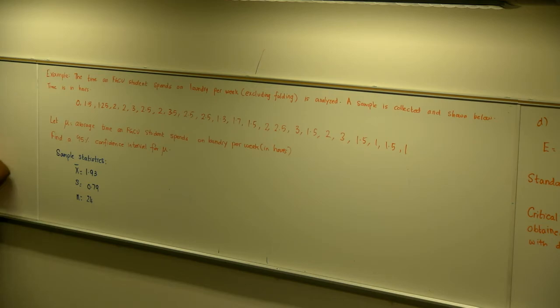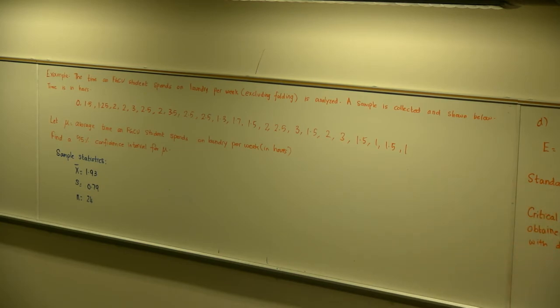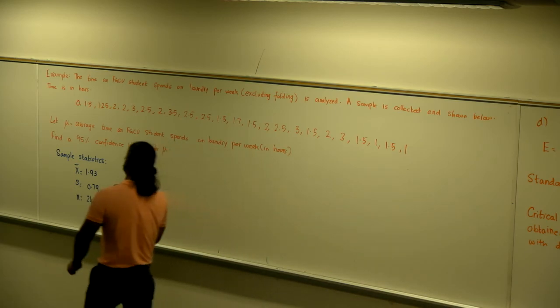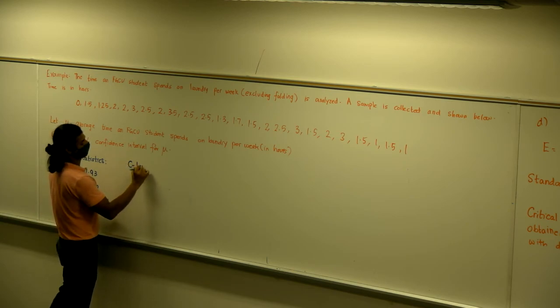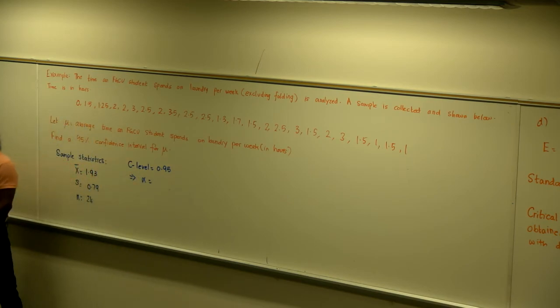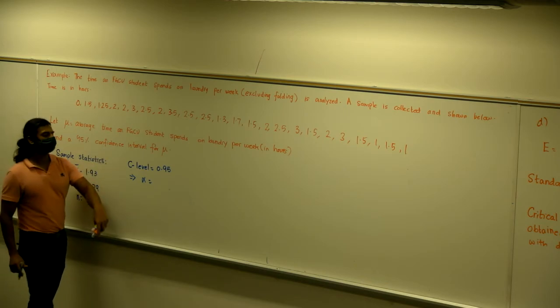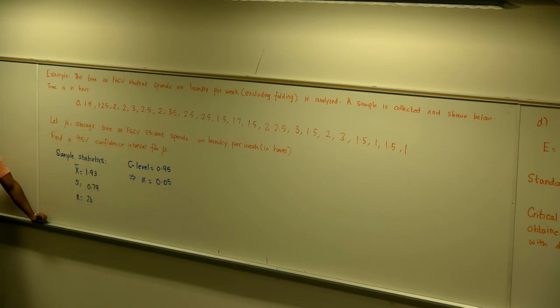So using the sample, we found the mean, the standard deviation, and of course the sample size. What is the next step? Confidence level. So we know the confidence level is 0.95, which would imply alpha is 1 minus 0.95, which is 0.05. The next step is the margin of error.